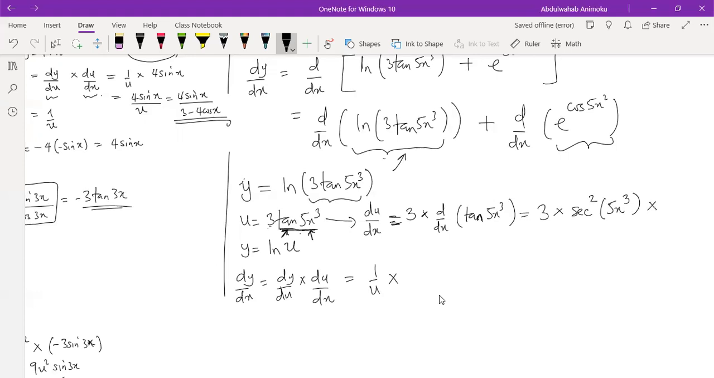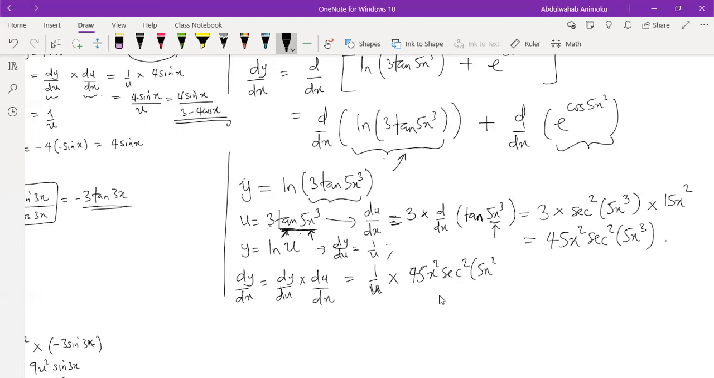Now we need to multiply this with what? The derivative of the inside, which is the derivative of 5x cubed, which becomes 15x squared. So to simplify this, this is 45x squared secant square of 5x cubed. Now this is du/dx. So we need to multiply that here. So dy/dx will be dy/du, which is 1 over u. Remember, the derivative of y with respect to u is 1 over u, because we have the ln function, multiplied by du/dx, which is just 45x squared secant square 5x cubed.